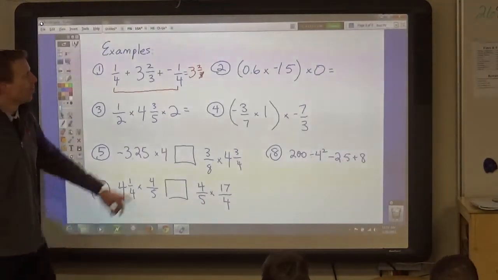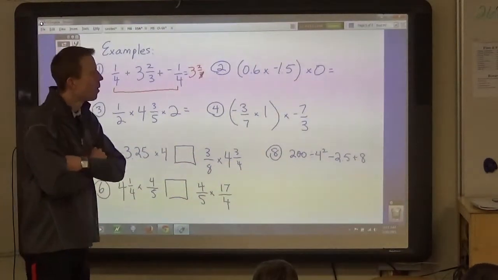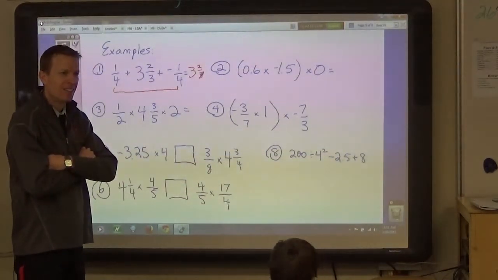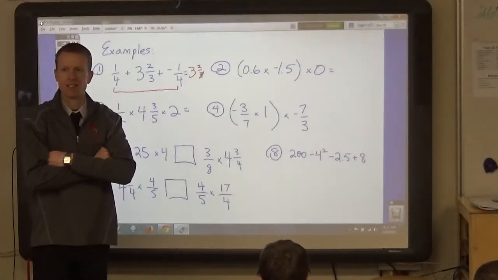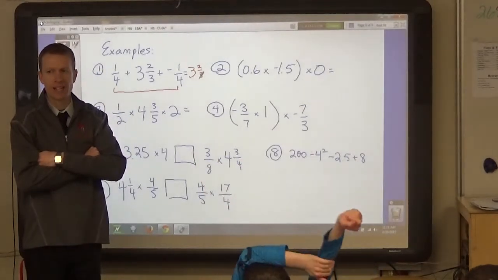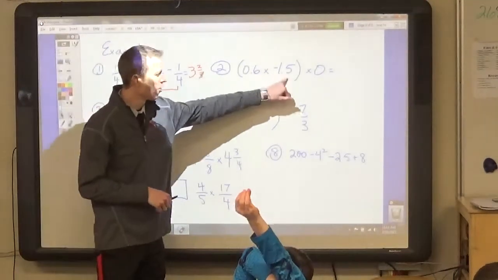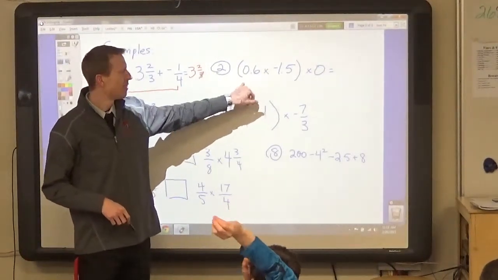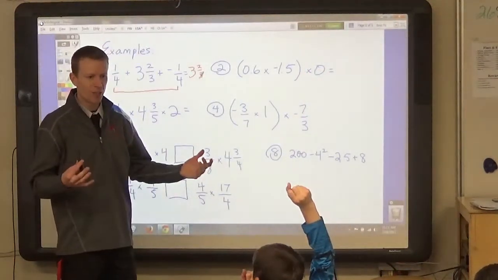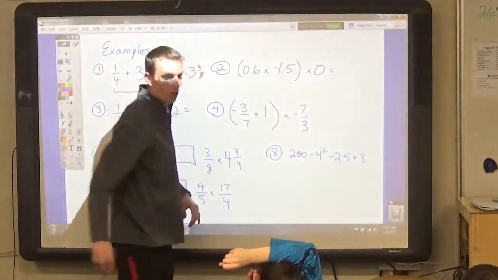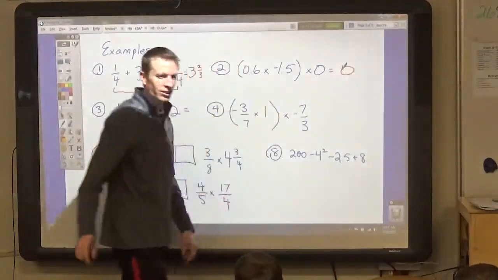What about this one? What property are we using, Adam? The 0 property. There's the 0 property of multiplication. What else is in this? Should we do this first? No, it doesn't make sense to multiply this first and then multiply it by 0. It's going to be 0. So if we multiply it by 0 first and then multiply it by 0 again, that equals 0, right?